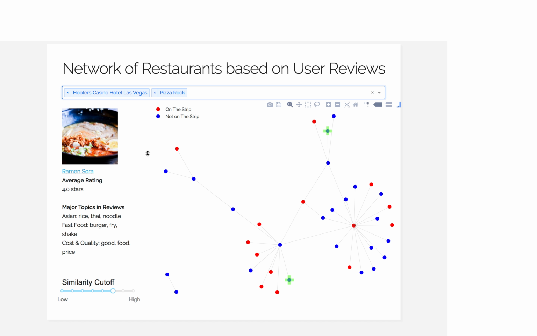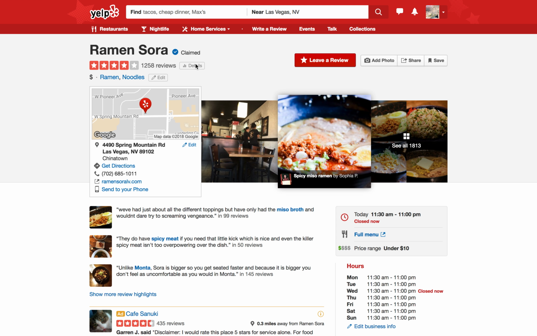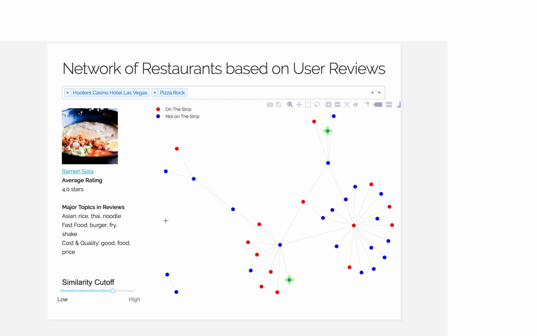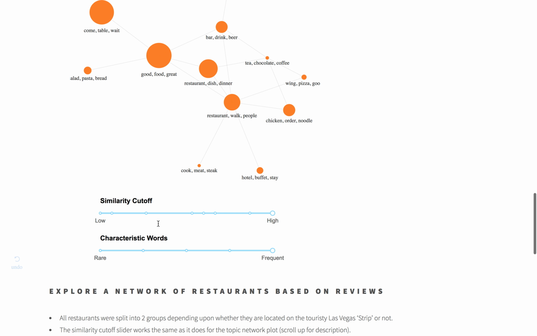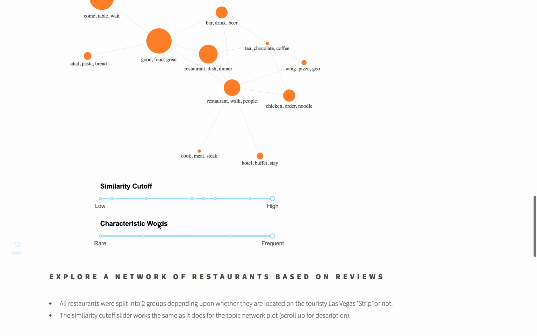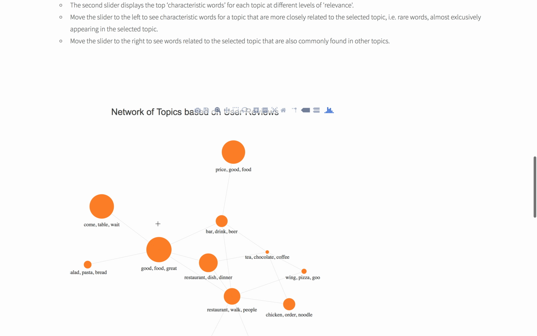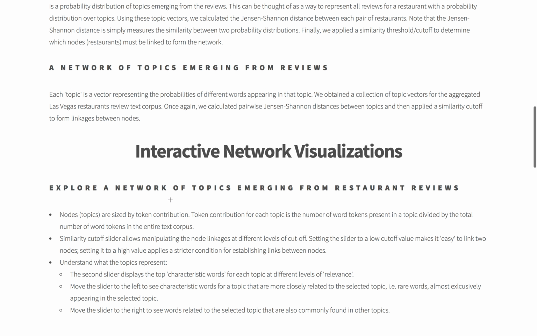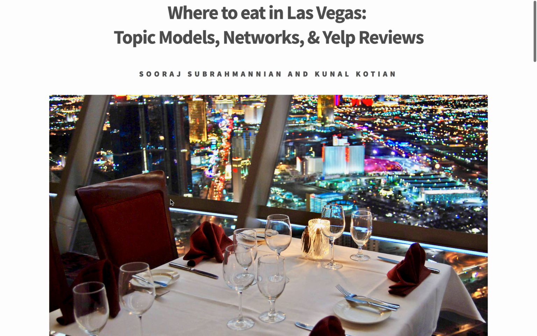Over and above that, we also give representative pictures which depict a restaurant. Also, if you click on the link given here, it takes you to the Yelp website for that particular restaurant, and you can explore more about it there. That's all from us. We have discussed the network of restaurants based on user reviews, as well as the network of topics based on user reviews. Thank you.